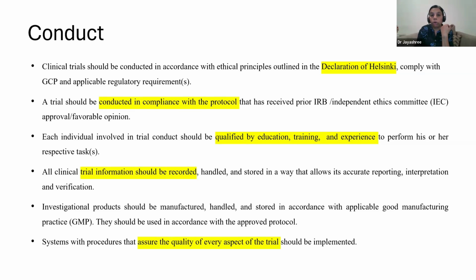Each individual involved in the trial conduct should preferably go through the good clinical practice certification. They should be qualified by education, training, and experience in the conduct of clinical trials. All information should be well recorded, handled, and stored in a way that allows for accurate reporting, verification, and interpretation. And there must be systems and procedures in place which assure that the quality of every aspect of the trial is monitored repeatedly, audited repeatedly, and implemented with strict adherence to the clinical trial protocol.